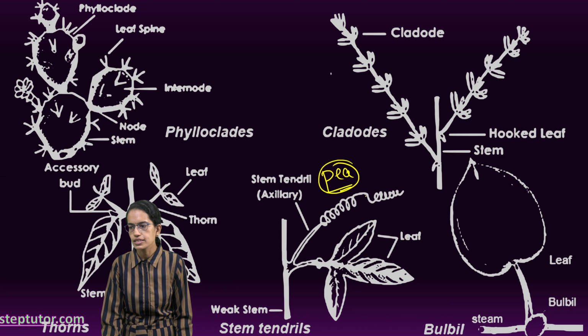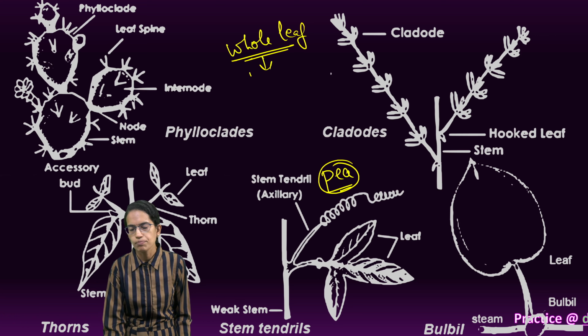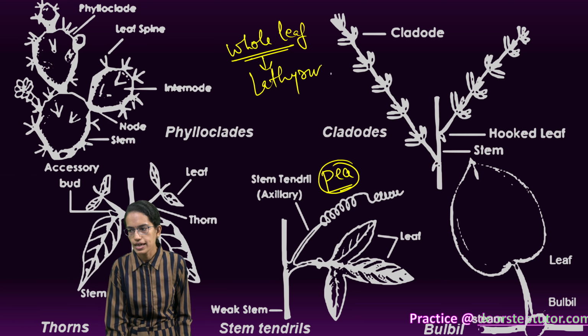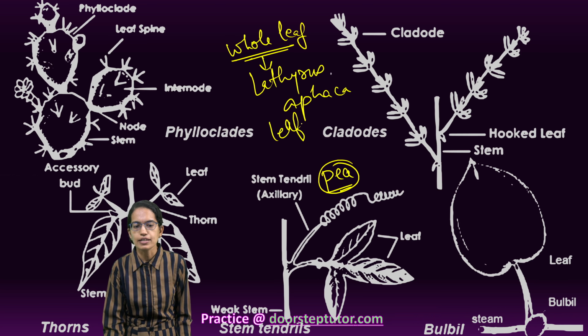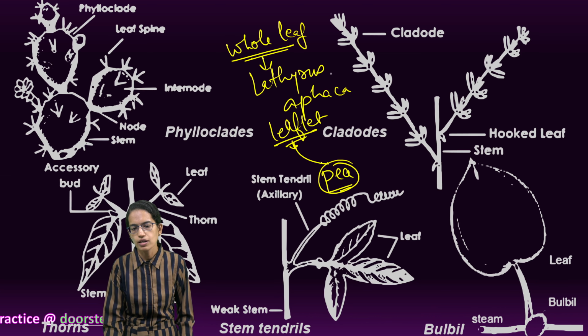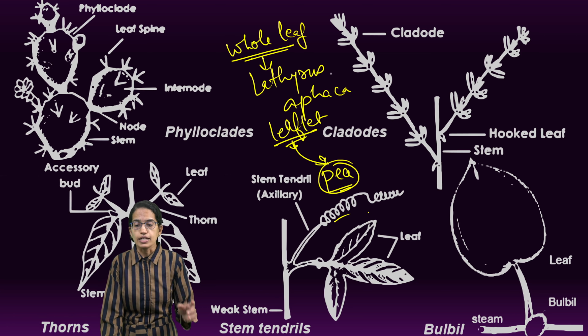Now tendrils can be of various types. If I talk about the whole leaf becoming a tendril, in that case, the good example would be Lathyrus aphaca. If I say only a leaflet becomes a tendril, in that case, the example would be what? We have well understood. It is Pisum sativum, as we can understand. Now, the next is conversion into spines.